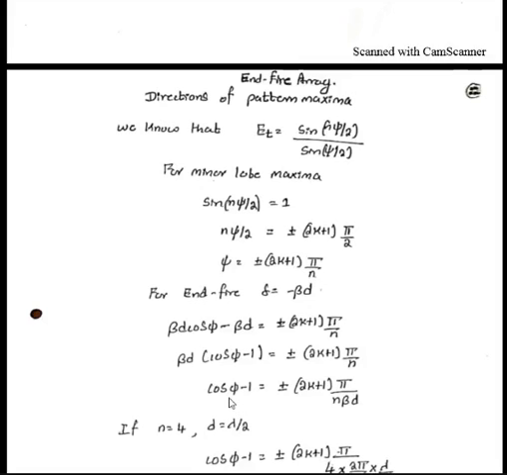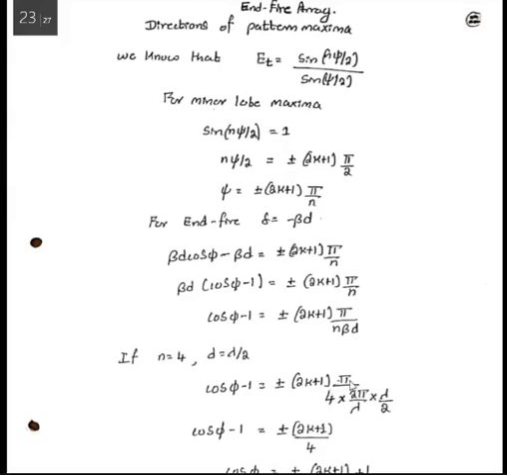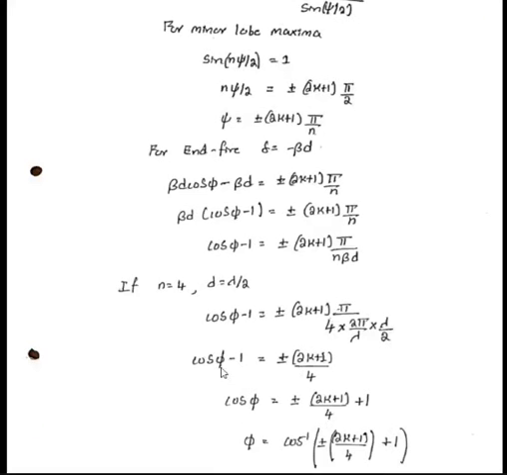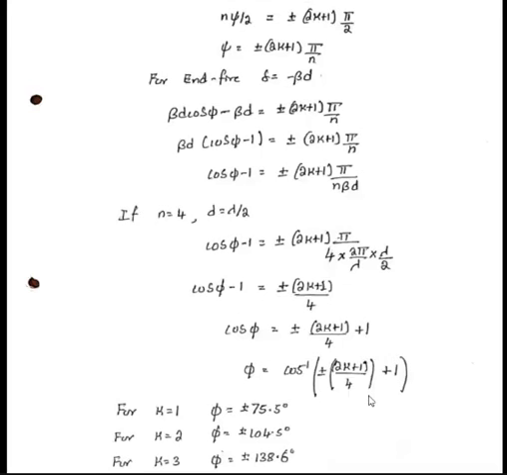Okay, you will be having cos phi minus 1 is equal to this value. Now if we consider n is equal to 4 and t is equal to lambda by 2 here, if we substitute these values, we are going to have cos phi minus 1 is equal to plus or minus (2k plus 1) divided by 4. Okay, cos phi is equal to plus or minus (2k plus 1) divided by 4, plus 1. So phi is equal to the whole value plus or minus (2k plus 1) divided by 4, plus 1.